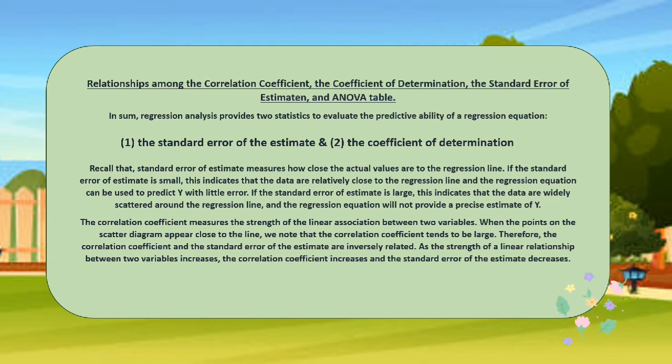The correlation coefficient measures the strength of the linear association between two variables. When the points on the scatter diagram appear close to the line, we note that the correlation coefficient tends to be large. Therefore, the correlation coefficient and the standard error of the estimate are inversely related. As the strength of a linear relationship between two variables increases, the correlation coefficient increases and the standard error of the estimate decreases.